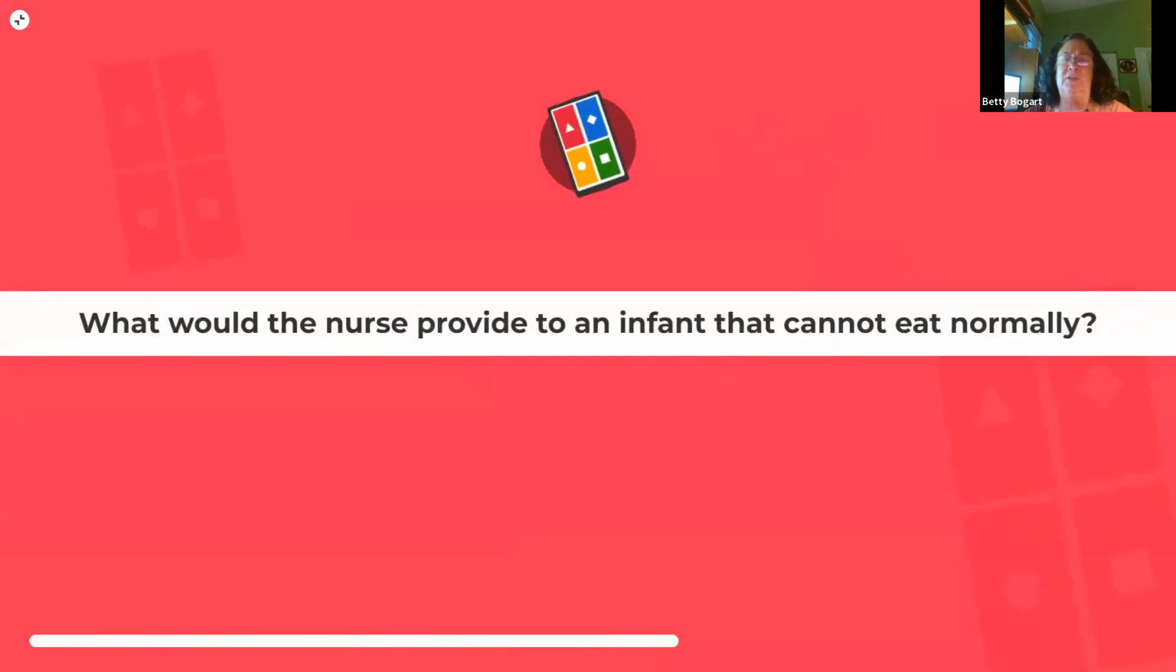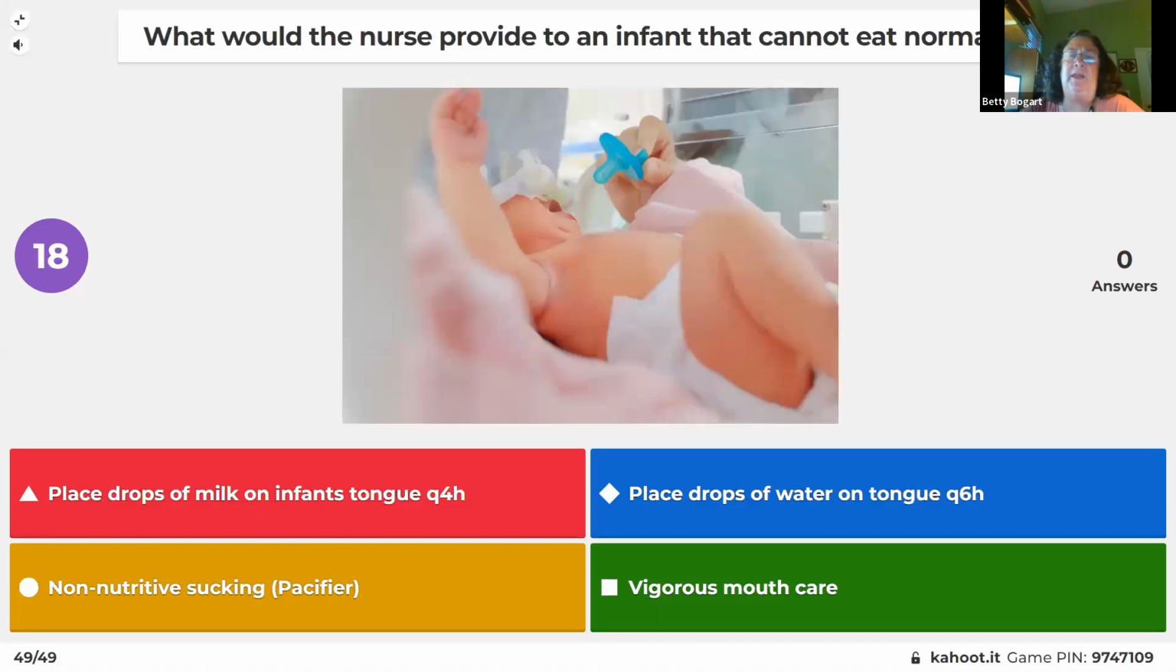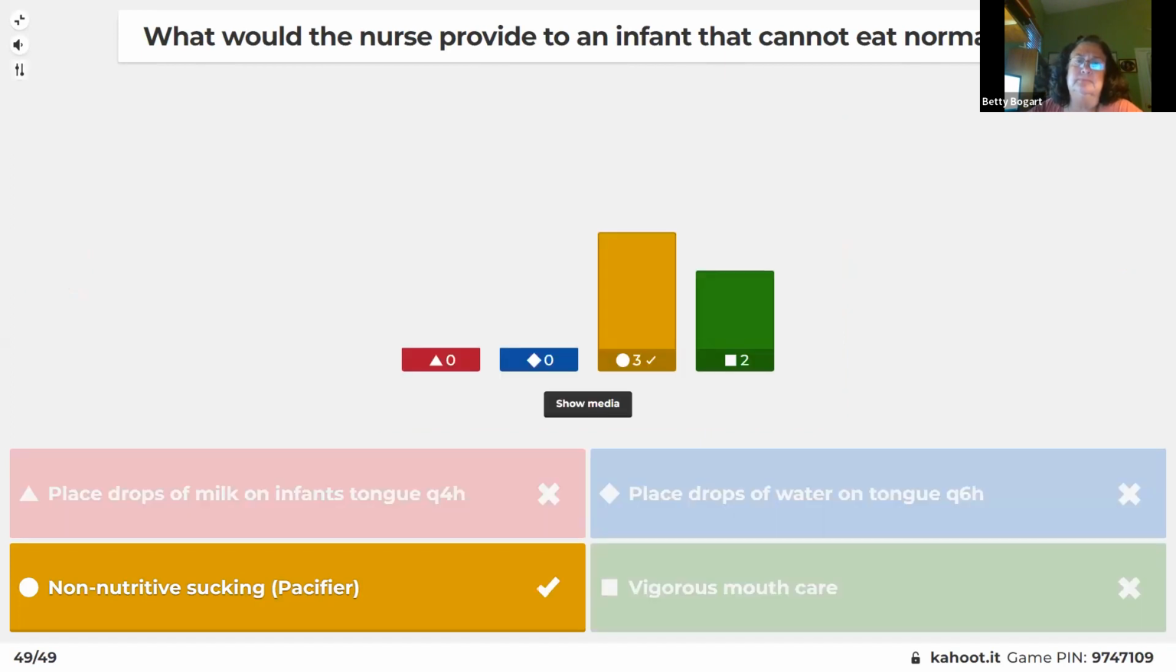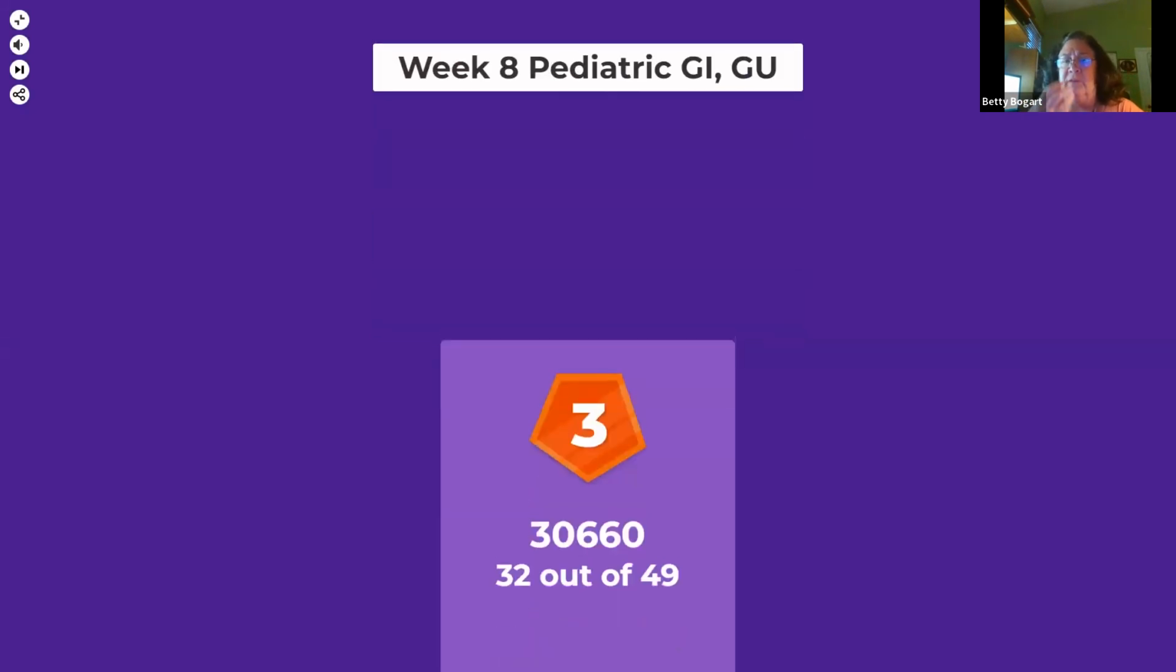What would the nurse provide to an infant that cannot eat normally? Maybe it's that child with tracheoesophageal fistula, right? They can't eat because it'll go right into their lungs. What are you going to do for that kid? We're going to give them a pacifier. We're not going to do vigorous mouth care because you're going to stimulate saliva. You don't want to do that, especially if they can't eat normally, there's a reason. So pacifier, so important. It's normal growth and development.